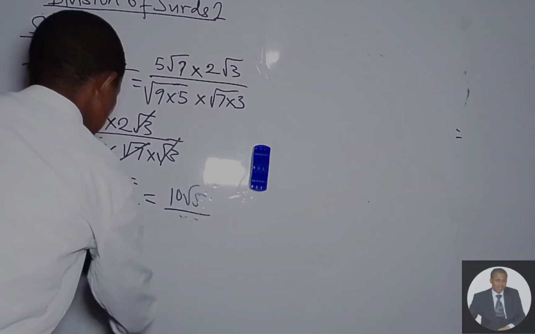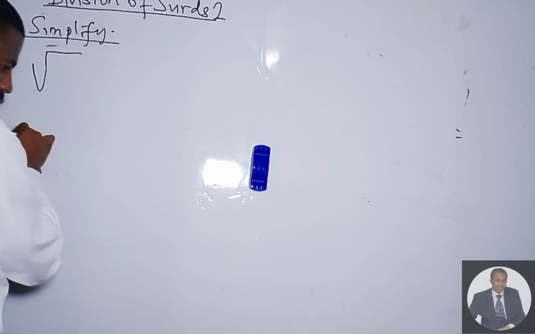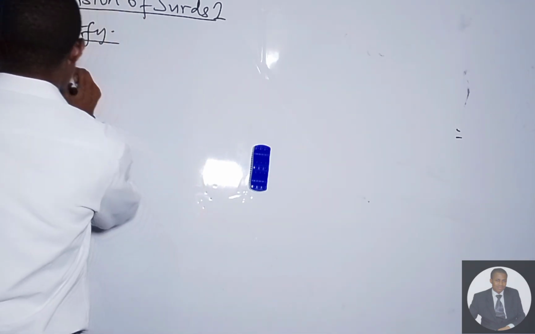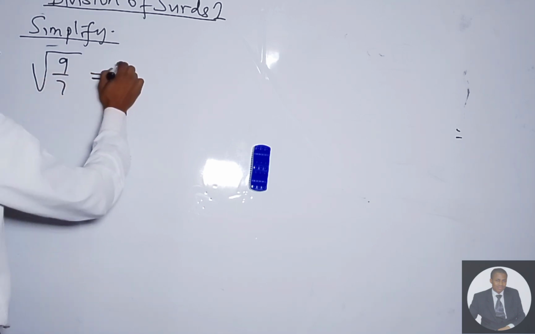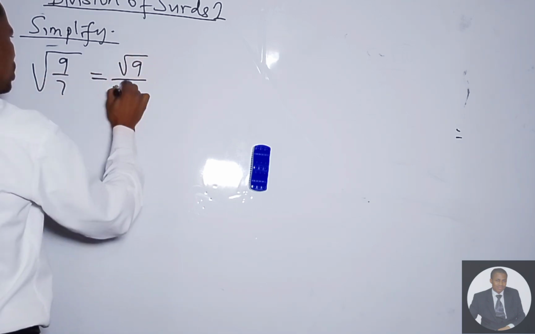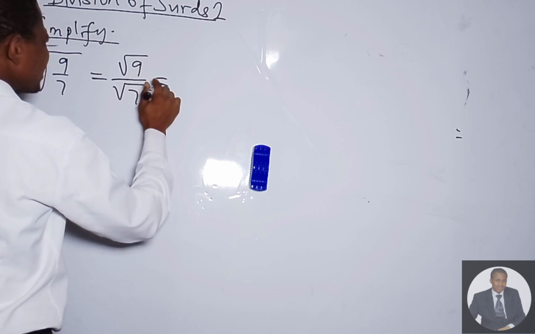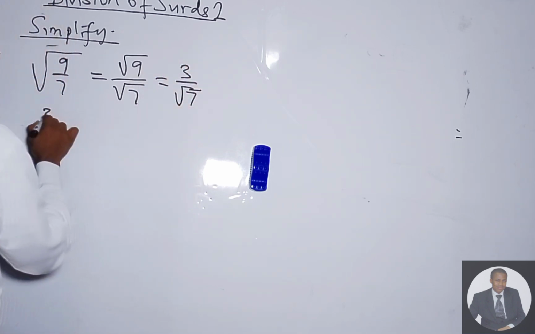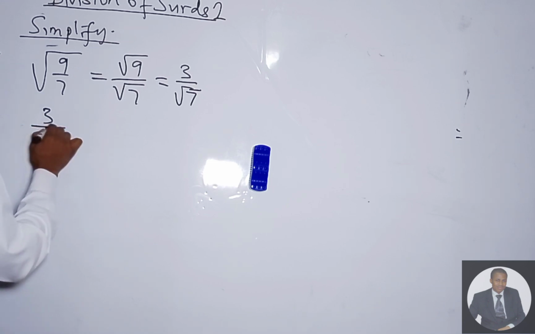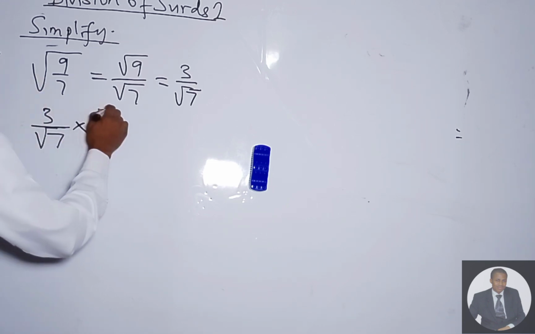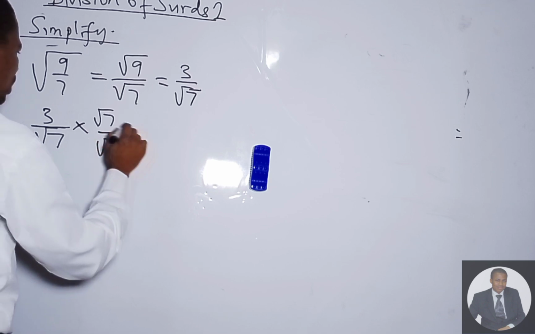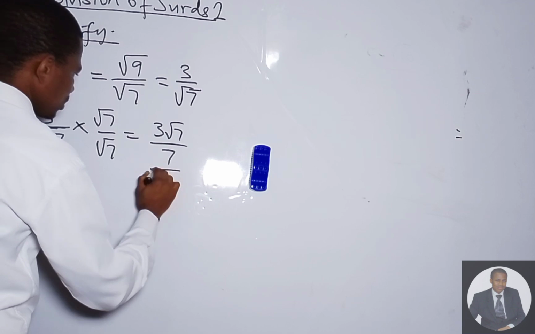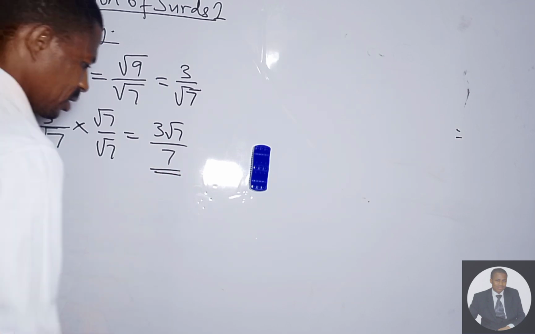Let's look at further questions. Simplify root 9 over 7. This is the same thing as saying root 9 over root 7. The square root of 9 is 3. And then we bring root 7. Now because we cannot give our surd this way, 3 over root 7, we multiply the numerator and the denominator by root 7. What do we have? 3 times root 7, 3 root 7. Root 7 times root 7 will give us 7. Here will be our answer.